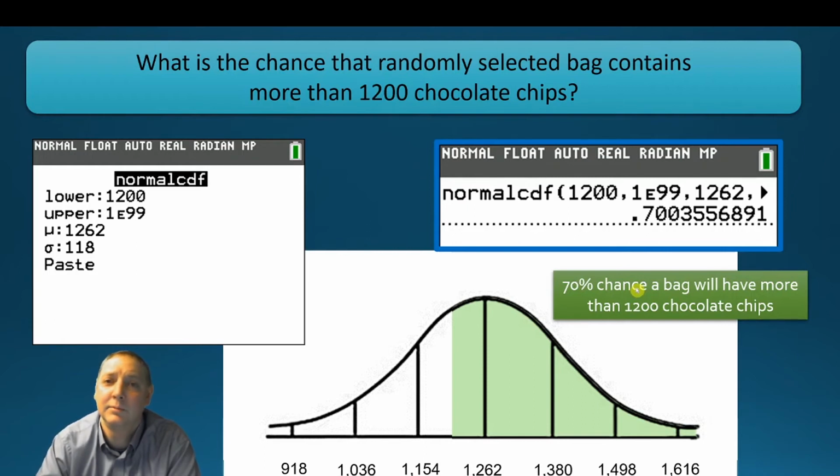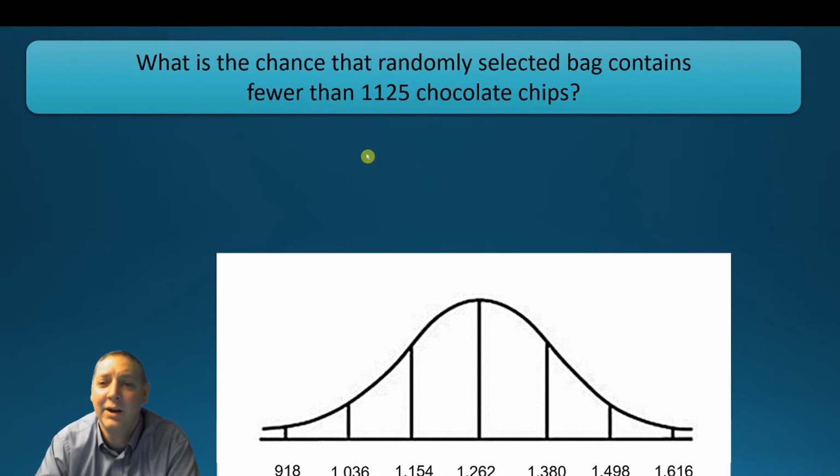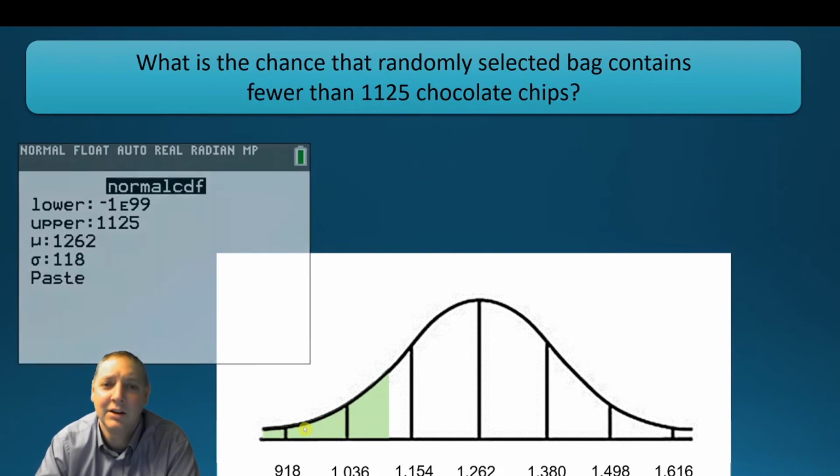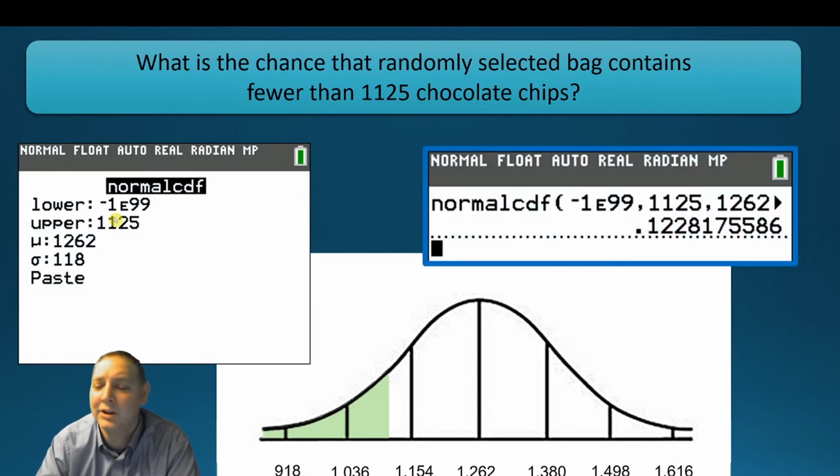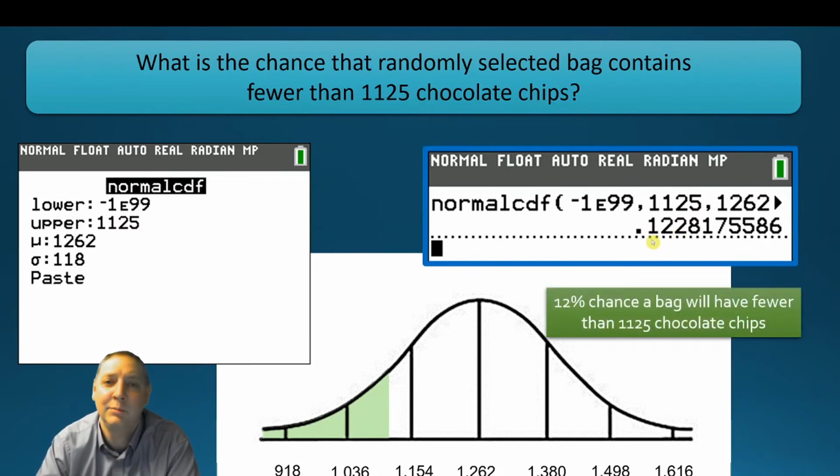What is the chance that a randomly selected bag has fewer than 1,125 chocolate chips? So again, where is that on the graph? Somewhere in between these two markers. So that's our shaded region, and it's less than or fewer than, so we want to go to the left. So negative infinity up to 1,125. Hit the enter button. Once we get it to calculate, we see that there's basically a 12% chance that a bag will contain fewer than 1,125 chocolate chips.